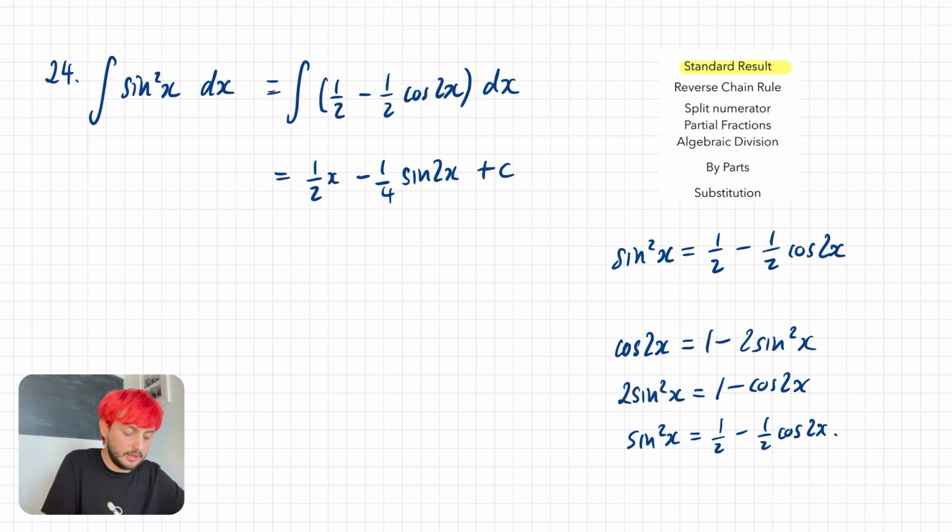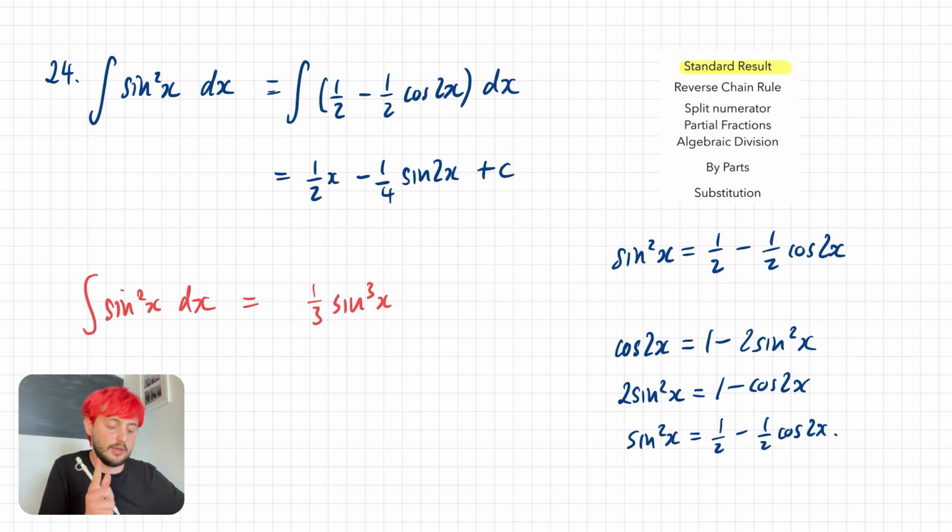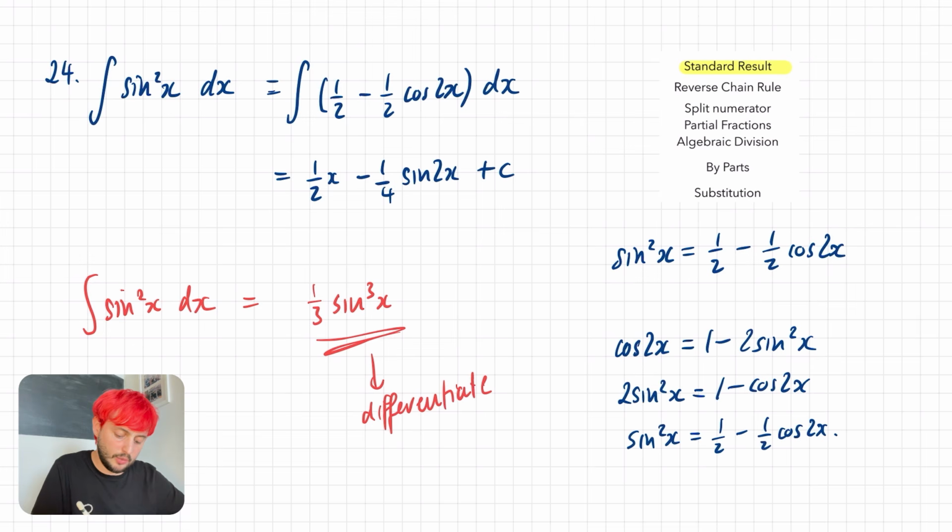I often get a question, why can't I, with sine squared x, integrate it and just get a third sine cubed x? Why can't I just increase the power by 1 and divide by that new power? Well, there's the challenge for you. Differentiate this. If you differentiate this, I can guarantee that you will not get sine squared x. Try it out and see why. If you do get it, it's because you don't understand the chain rule, so you might need to go back and revisit some of your differentiation stuff.